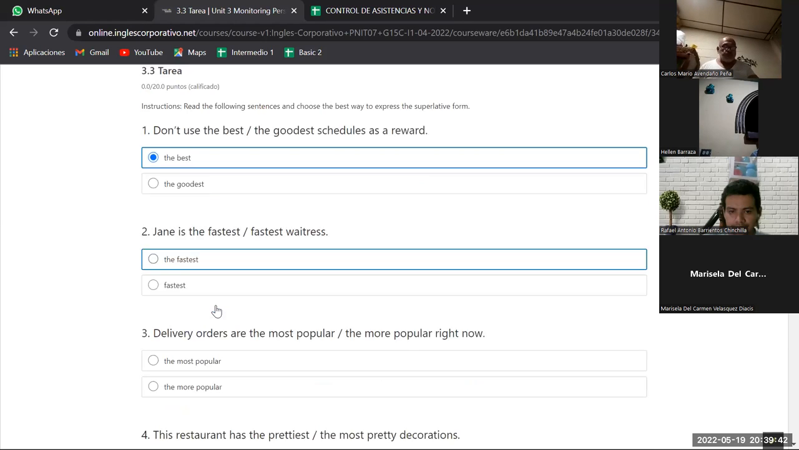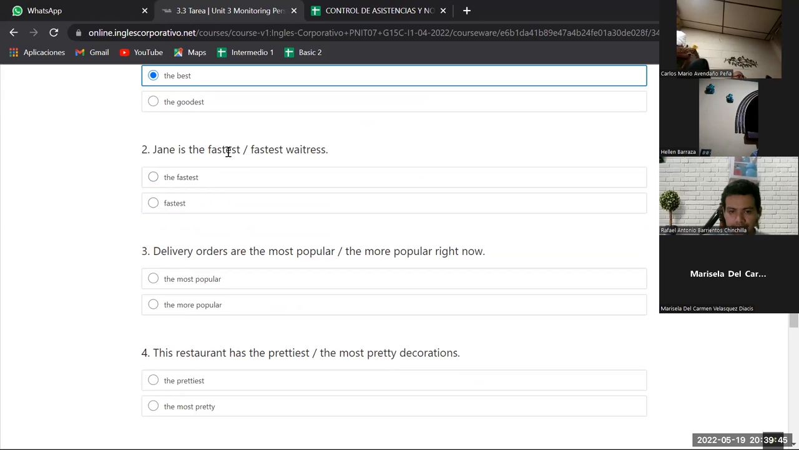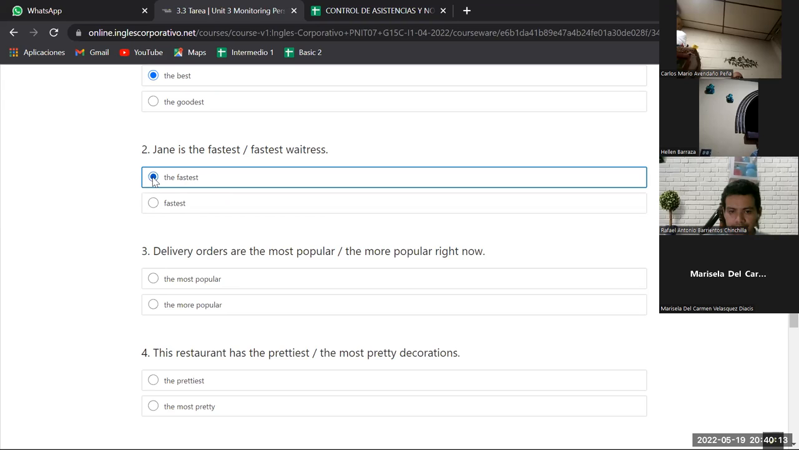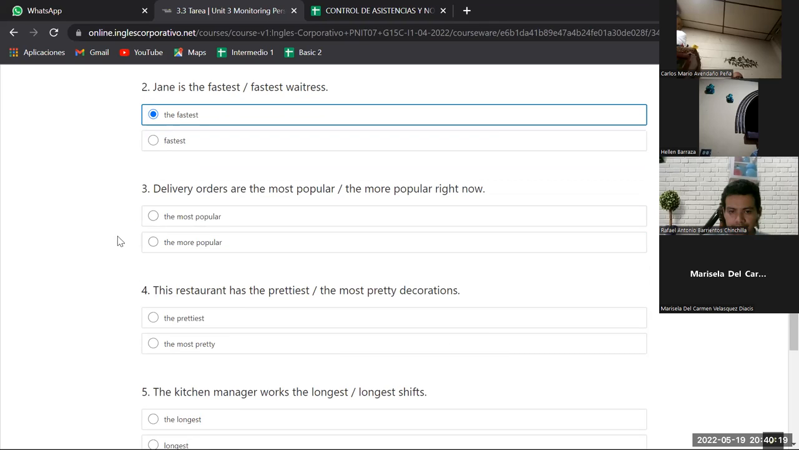Interesting. Number two, Jane is the fastest or faster waitress? The fastest. I hear the two answers. The first one. Okay, yes, it is the first one. The fastest. Mañana vamos a estudiar el tema, pero quisiera que avancen lo más que puedan en la plataforma porque nos están exigiendo que se complete.